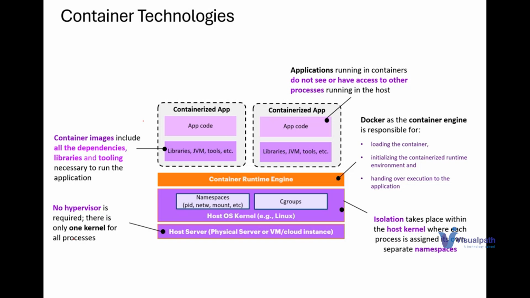Lastly, we have namespaces and C groups, which are Linux kernel features that containers rely on. Namespaces ensure process isolation by segregating things like process IDs, network, and file system for each container. C groups manage resource allocation, making sure that each container only uses the CPU, memory, and other resources it has been allocated. In summary, containers are efficient and provide a level of consistency across environments while sharing the same host kernel, making them ideal for modern application deployment.